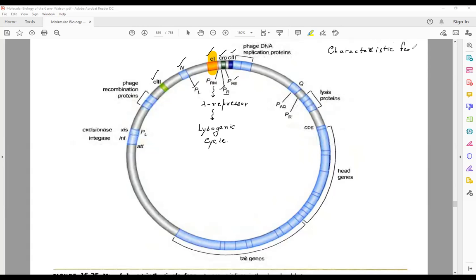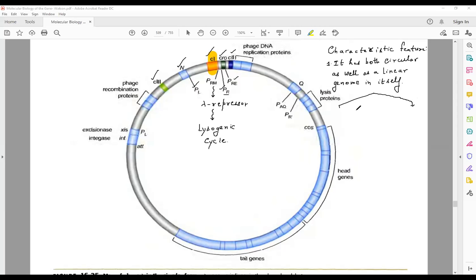The first feature that is present in the case of lambda phage is that it has both circular as well as linear genome. So when it has a circular genome and when it has a linear genome has to be decided.